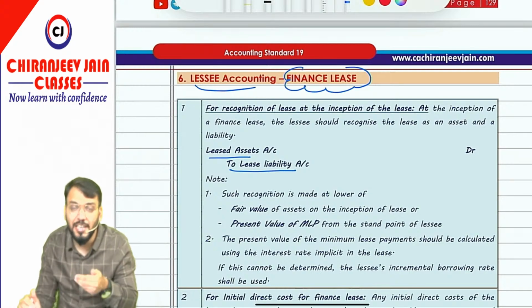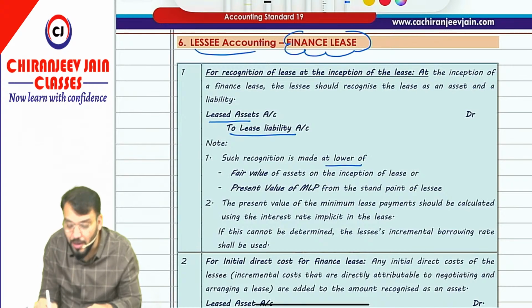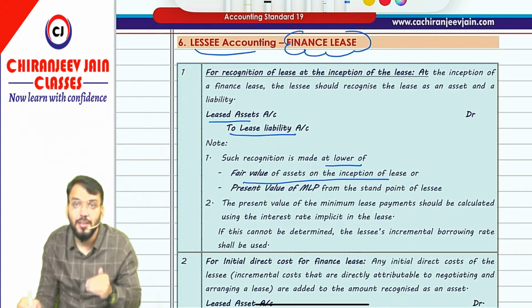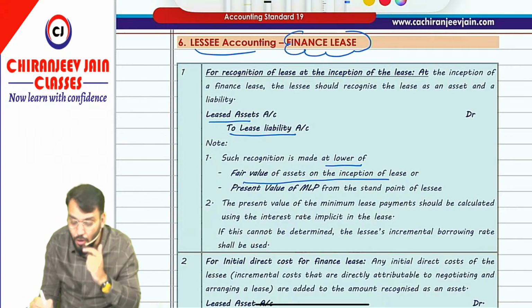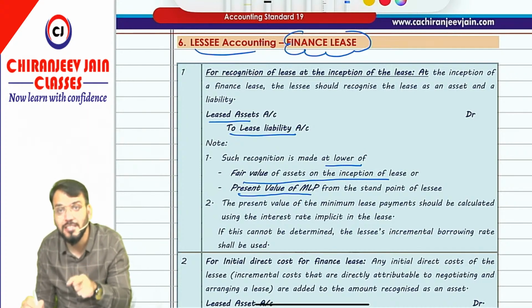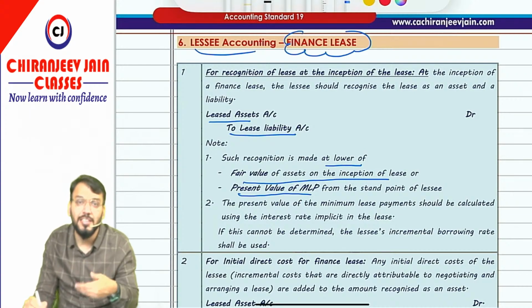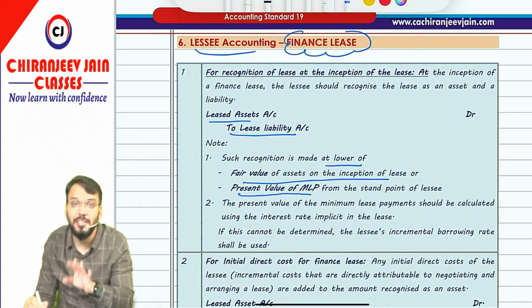Now the question arises, at which amount? This will be recognized at an amount which will be the lower of fair value of the asset on inception of lease, on inception meaning on the date of agreement, or present value of minimum lease payment from the standpoint of lessee. So now we know what the minimum lease payment from the point of lessee is: the lease payment over the lease term plus GRV in respect of lessee.